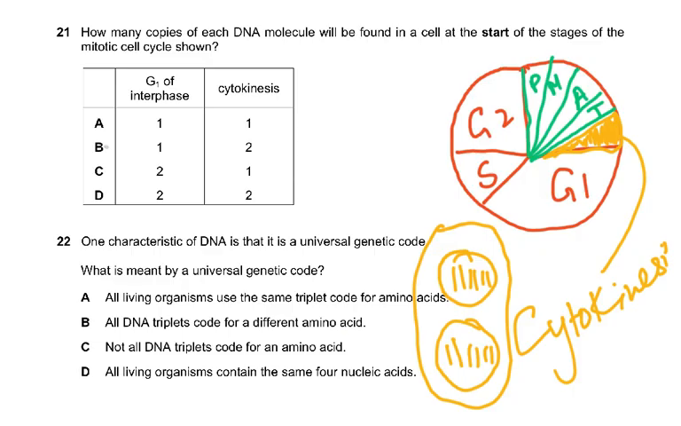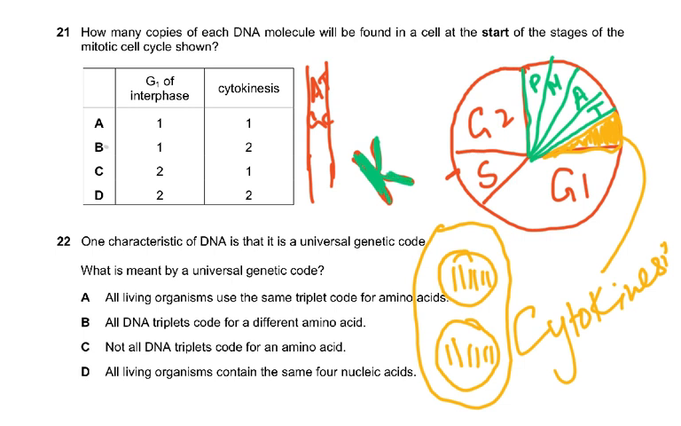Question number 21. How many copies of each DNA molecule will be found in a cell at the start of the stages of the mitotic cell cycle? The first stage they're talking about is G1 of interphase. Now, you know, in S phase of interphase, the DNA replication occurs and this one chromosome becomes two chromatids. Now, one chromosome is one DNA molecule. You see the double helix, ATGC, this is one DNA molecule. So this was one DNA molecule, this one. In S phase of interphase, now they become two.